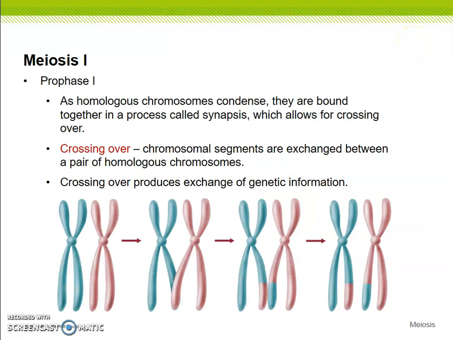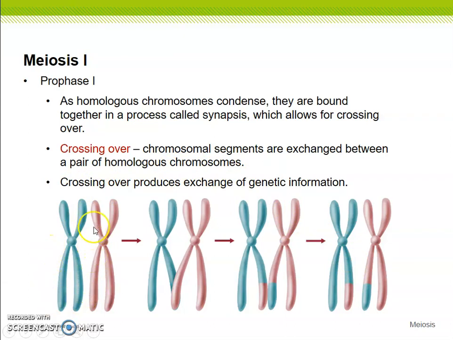As homologous chromosomes condense, they are bound together in a process called synapsis, which allows for something called crossing over. Crossing over is when chromosomal segments are exchanged between the pairs of homologous chromosomes. So they line up next to each other. See here, they're next to each other. Here, they connect, and wherever they touch, they will trade segments of DNA. And the end product, they are no longer identical to how they were when they started over here.